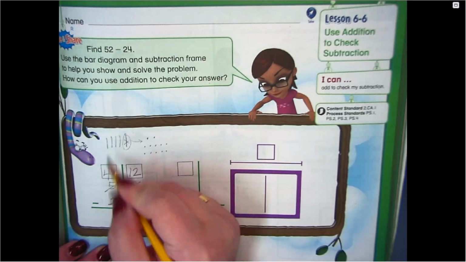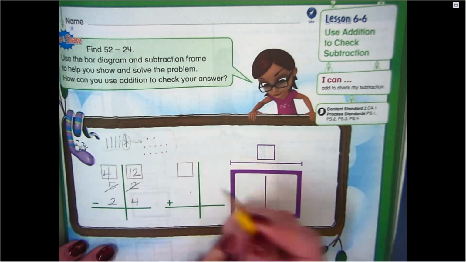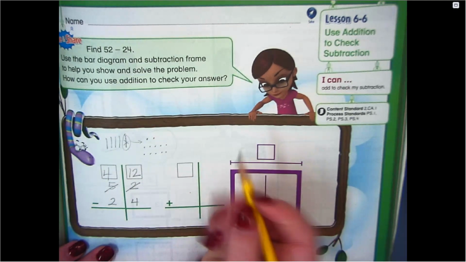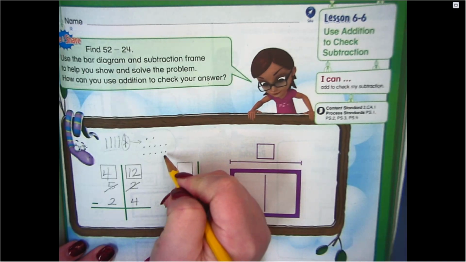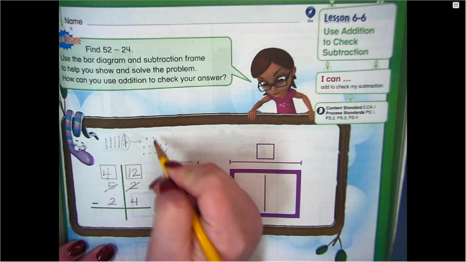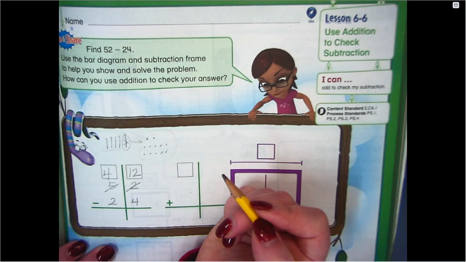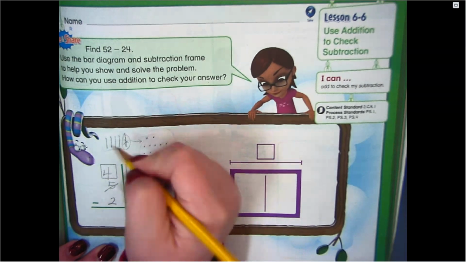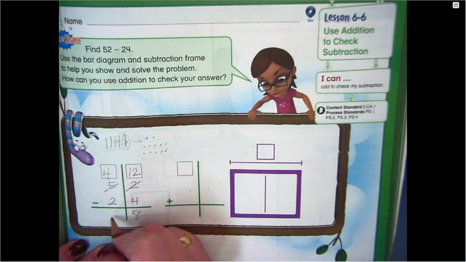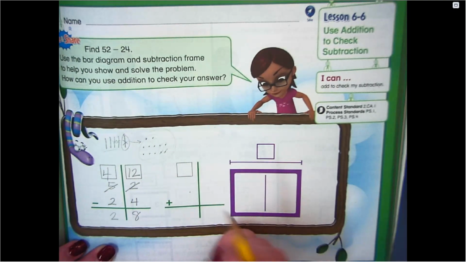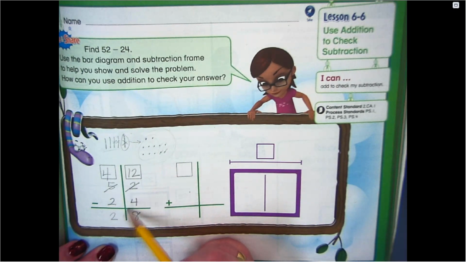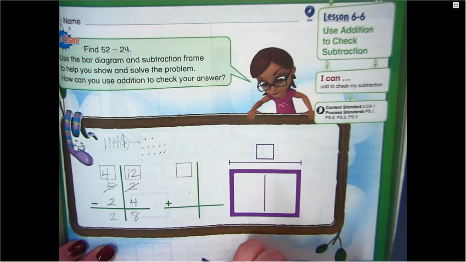And now I have 4 tens and 12 ones. Now I'm ready to subtract. I know that 12 minus 4, 1, 2, 3, 4, leaves me with, hopefully you said 8, and 4 minus 2 leaves me with 2. So I subtracted 52 minus 24 and got 28.